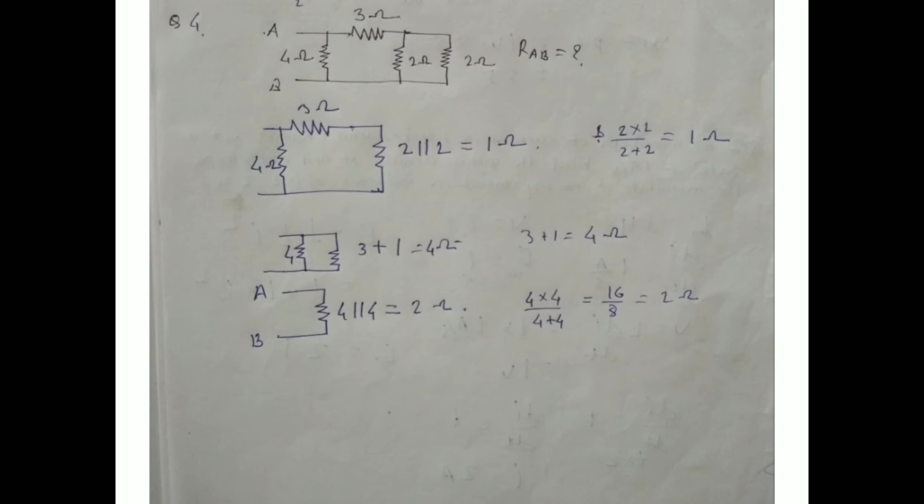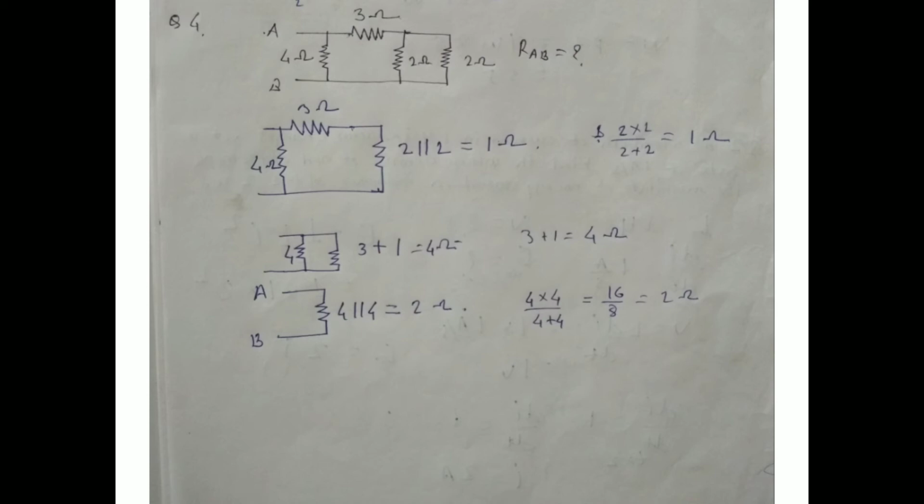Next one, we have this circuit diagram. We need to find the equivalent resistance between terminal A and B. So we will go step by step. How to calculate the equivalent resistance? Start at this terminal.